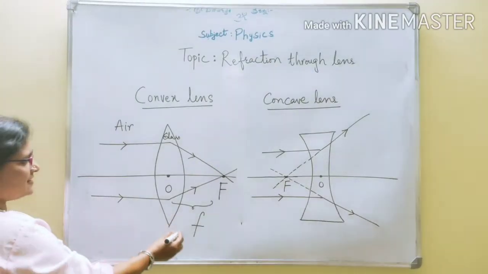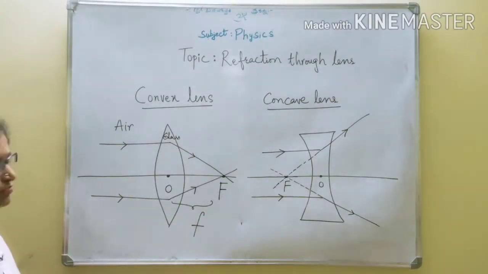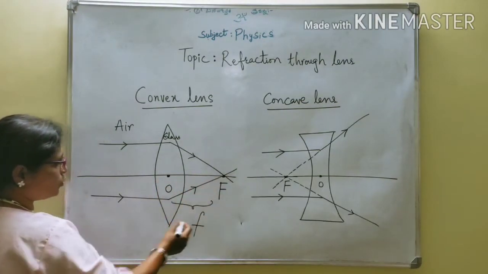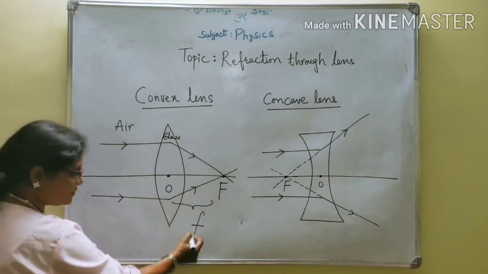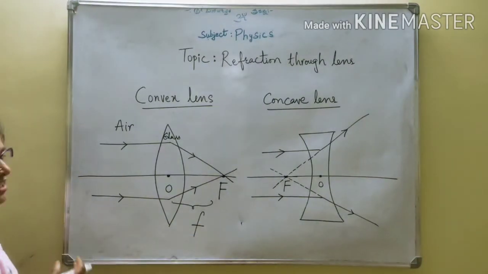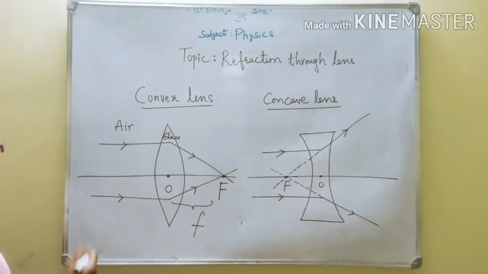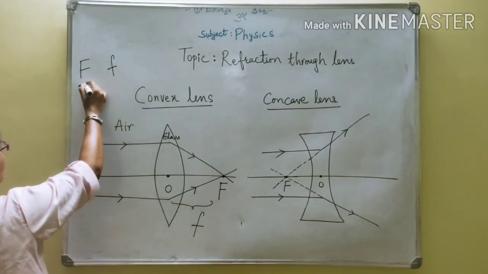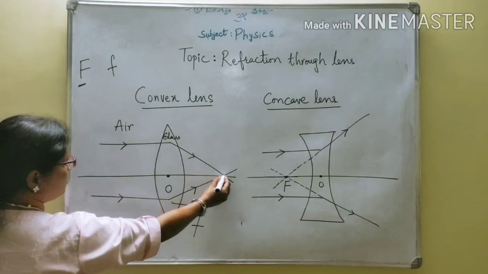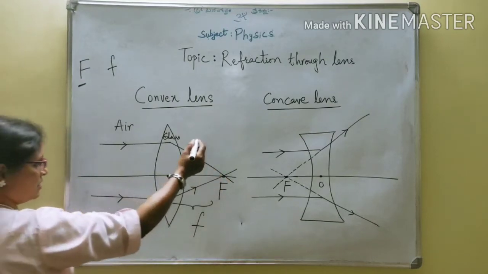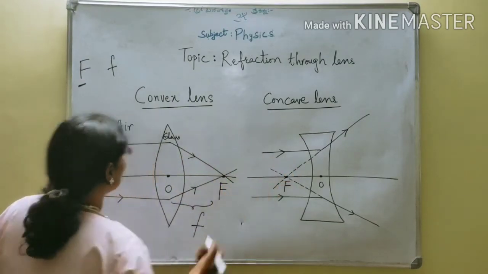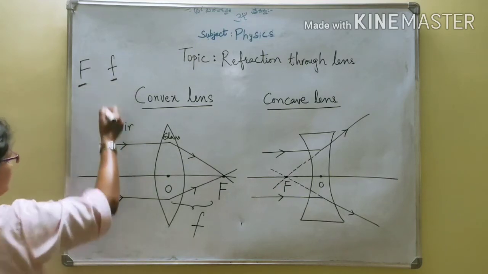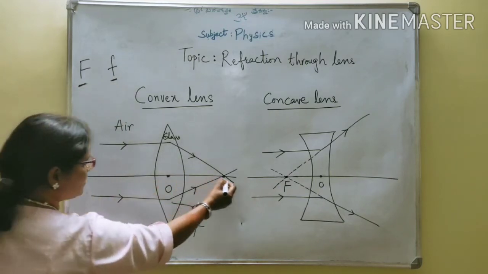So let us understand the meaning of focal length. The distance between the optic center and the focus is nothing but the focal length, and focal length is represented by small f. So we need to understand the difference between capital F and small f. Capital F is nothing but the focus, the point where the refracted rays actually meet or appear to meet. That is nothing but the focus. Whereas focal length is nothing but the distance between the optic center and the focus.